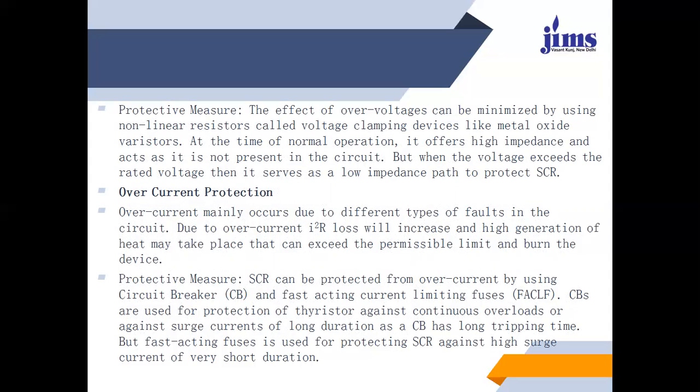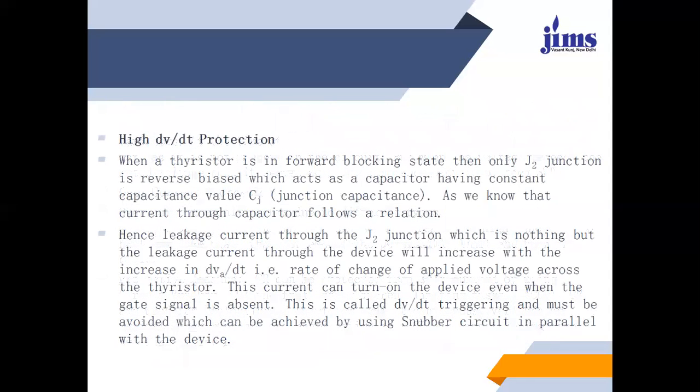CBs are used for protection of the SCR against continuous overloads or overcurrent of long duration, as a circuit breaker has a long tripping time. But fast acting fuses are used for protecting the SCR against high surge current of very short duration.